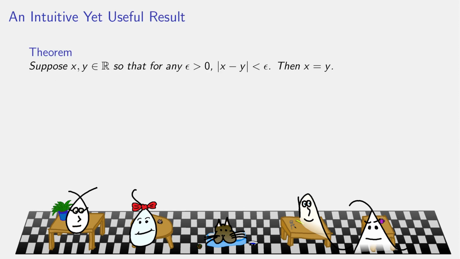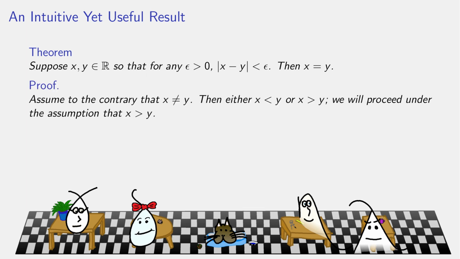Now here's an intuitive, but still very useful result. Suppose I have two real numbers, x and y, with the following property. For any epsilon which is positive, this is the Greek letter epsilon, the distance from x to y is less than epsilon. So I have two real numbers so that no matter what positive number I pick, the distance between them is smaller than that. Then x must in fact be the same number as y.